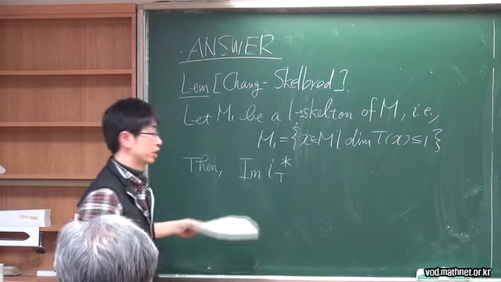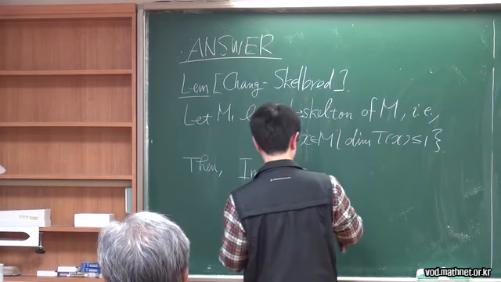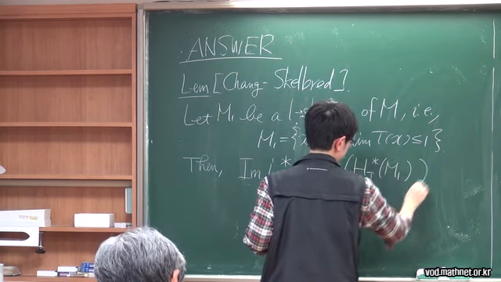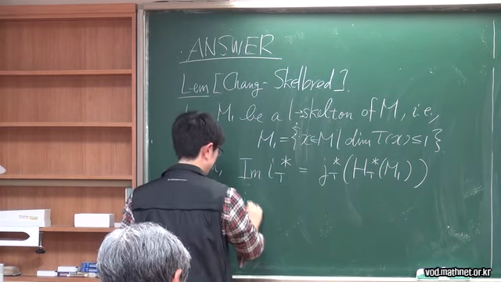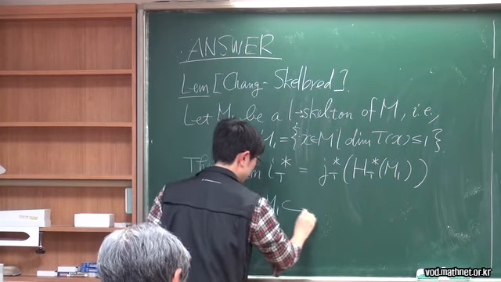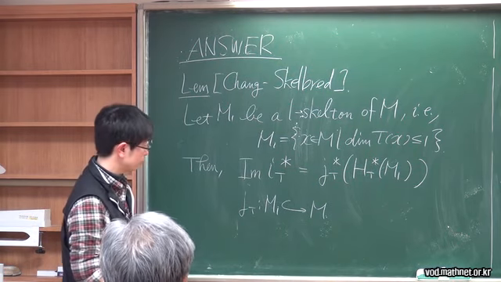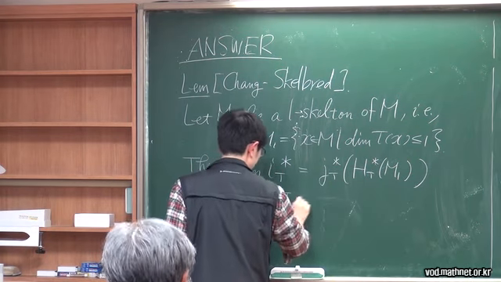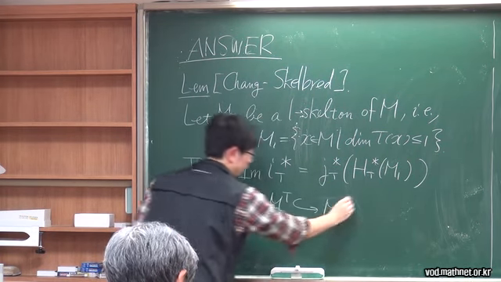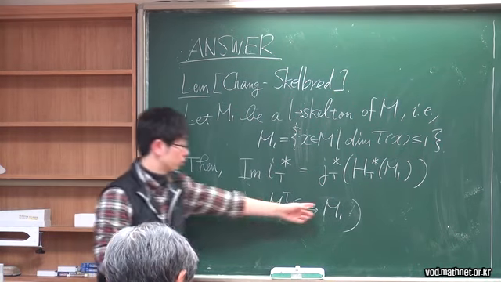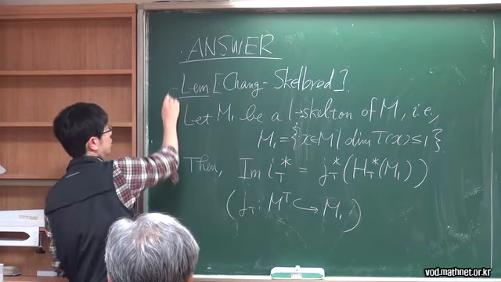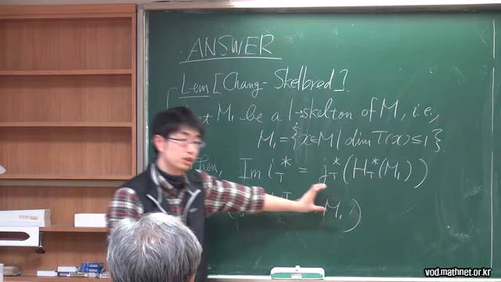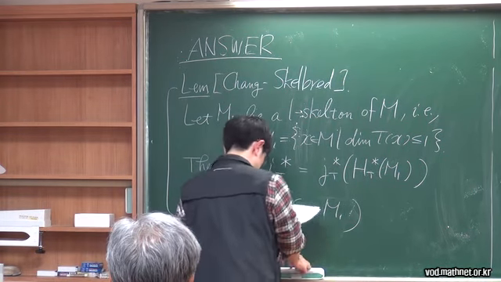Then this image is nothing but the image of the equivariant cohomology of the one skeleton. And actually this j_T is an injective map of the fixed point set to the one skeleton, because the one skeleton contains all of the fixed points by definition. So this Chang-Skjelbred lemma tells us that this image is nothing but this easiest part.